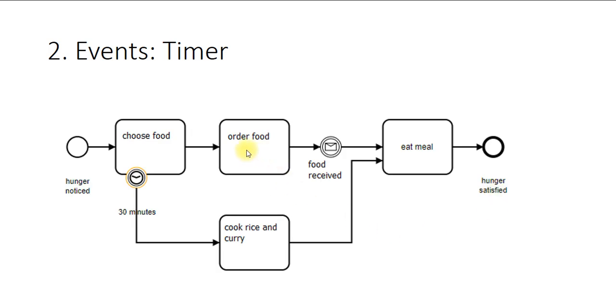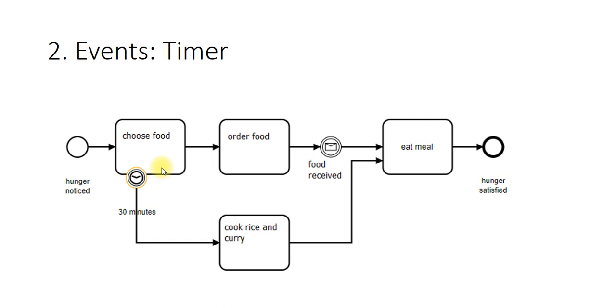Now, there is another example, the timer event, where to use a timer event. In this example, the process is kick-started with a hunger noticed action. We are hungry, so that is noticed, and then we have to choose food. Now what is the significance of the timer event? We keep a timer event for 30 minutes, while we keep on choosing food, which is what is going on in the task.